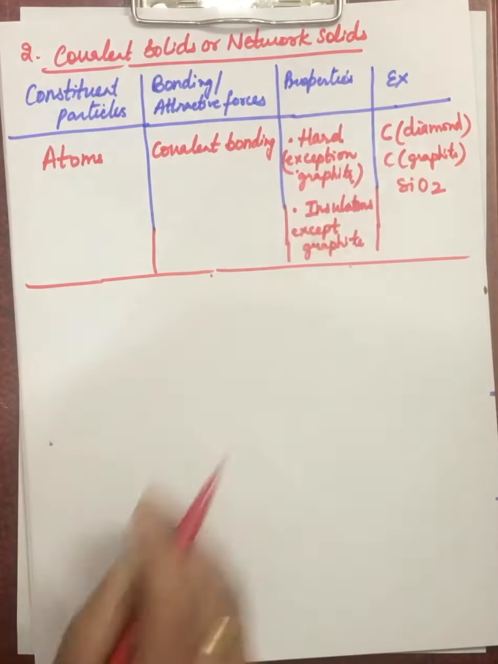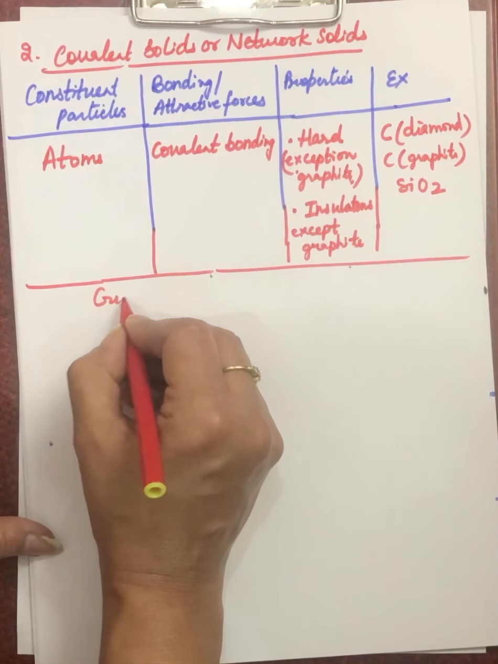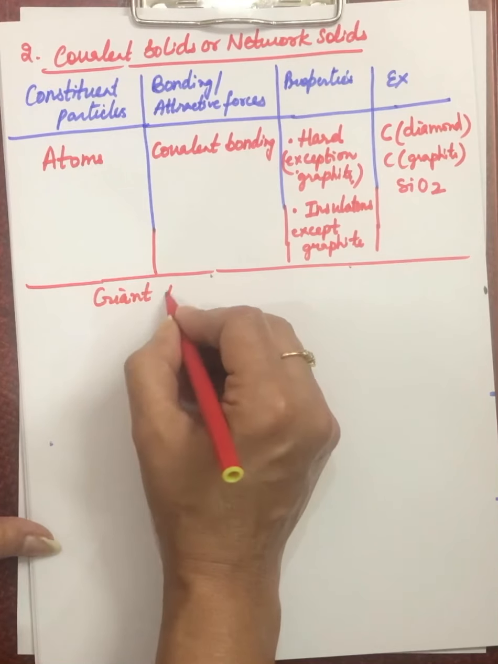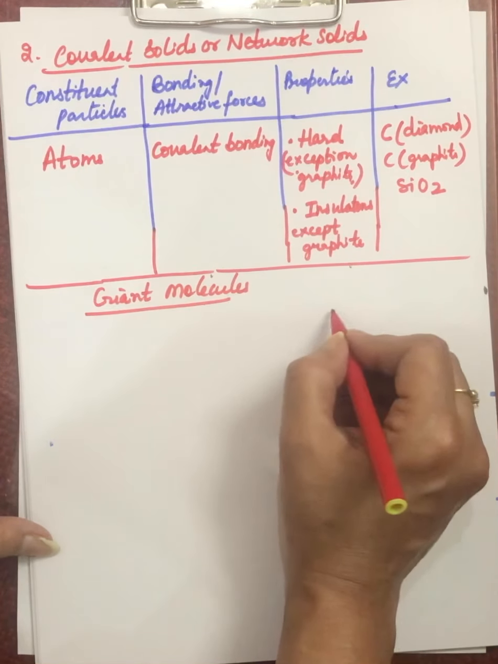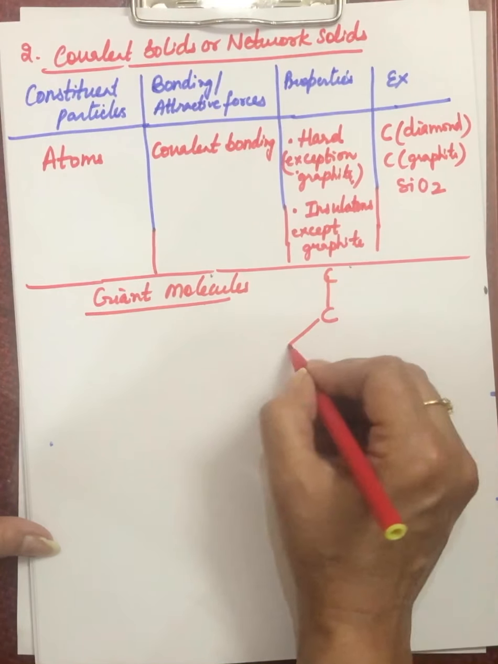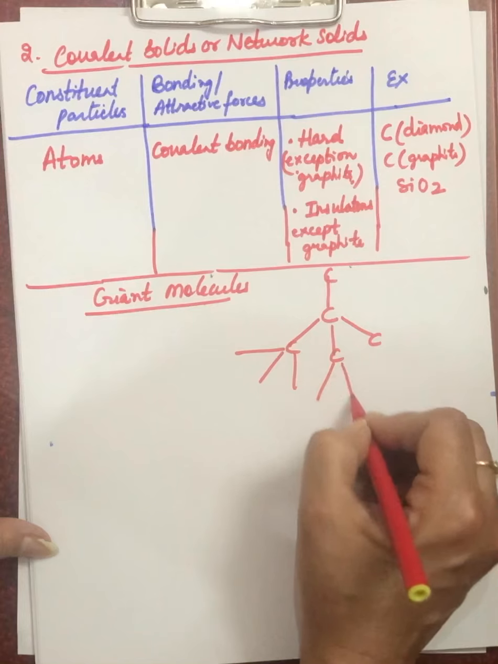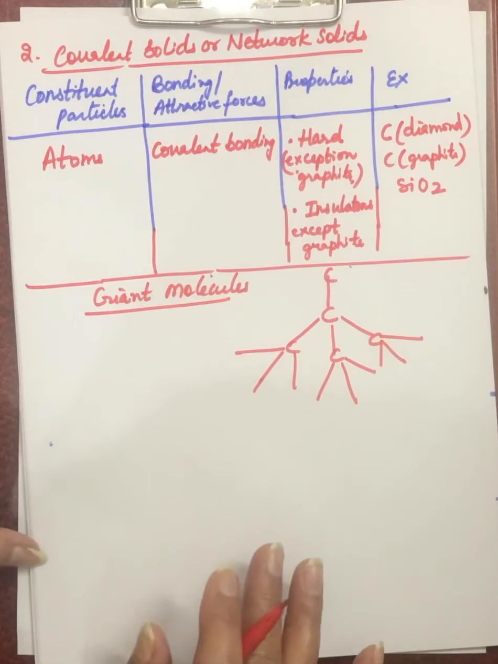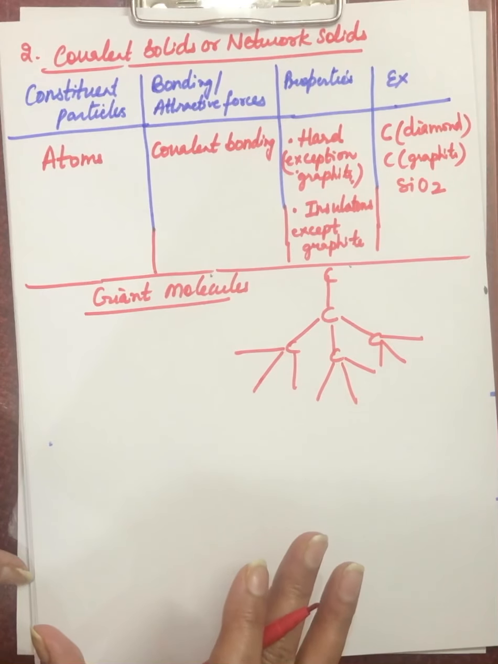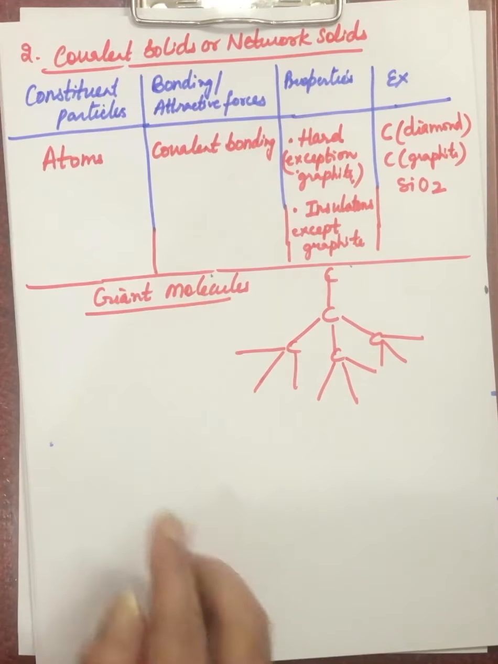But why these are called network solids? Actually, these are giant molecules. They are very big molecules. Like we know the structure of diamond, one carbon atom links to 4 other carbon atoms, and further they are linking with more carbon atoms, and like this the structure will extend and they form big size molecules. That is why these are known as network solids.